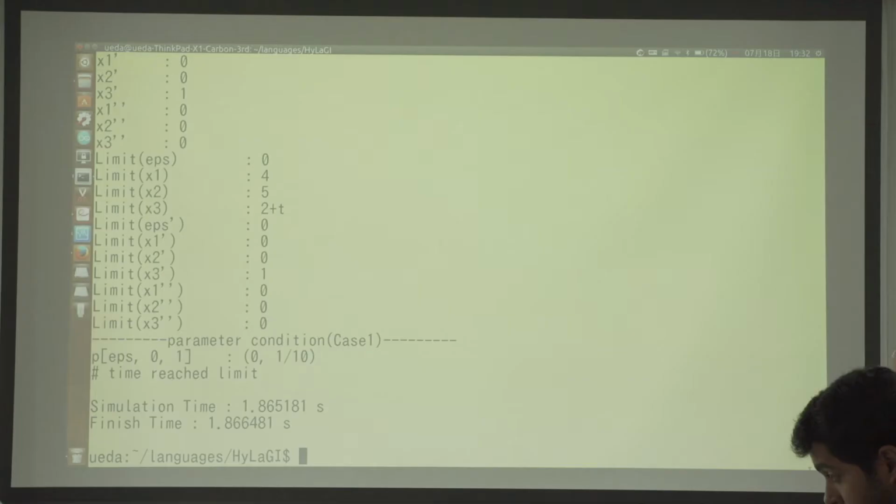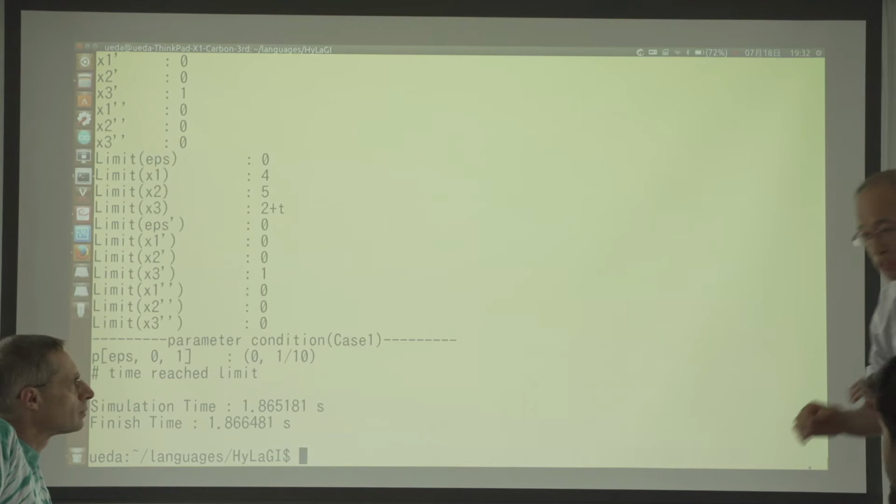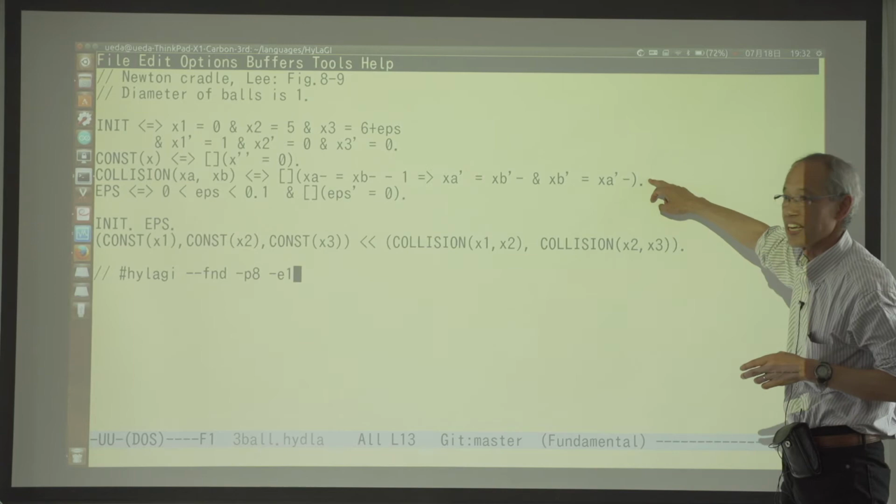So, some questions? Yes? It's not a question, but I would like to see the collision function. Yeah, the collision function. It's just the exchange of velocity.